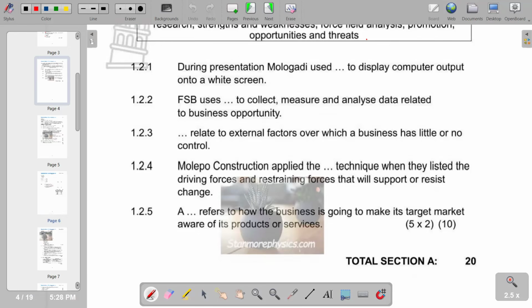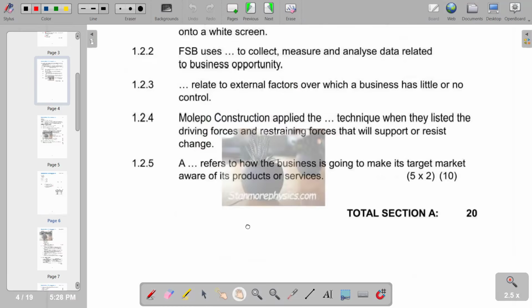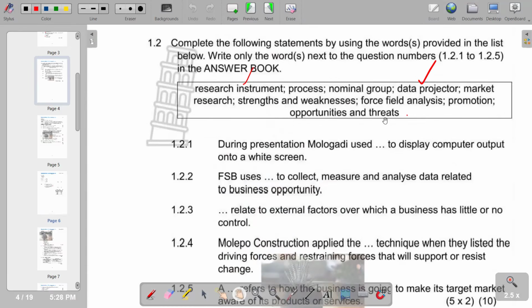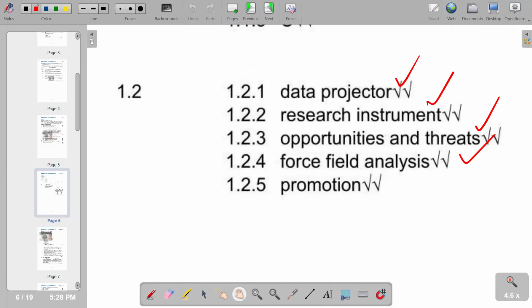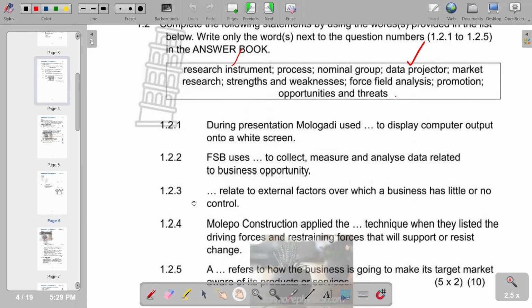So we try to check if we have a business promotion in the answer section. We see that our responses do have promotion as our response. So on 1.2.5, we have promotion. Remember, a business promotion is the strategy that businesses use to increase sales of their products and services. So that makes promotion the correct response on 1.2.5.